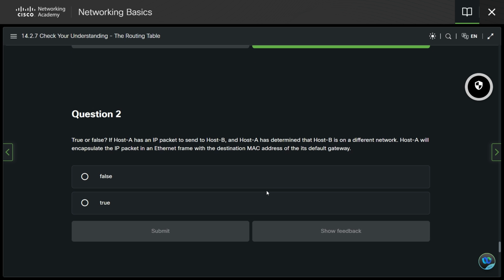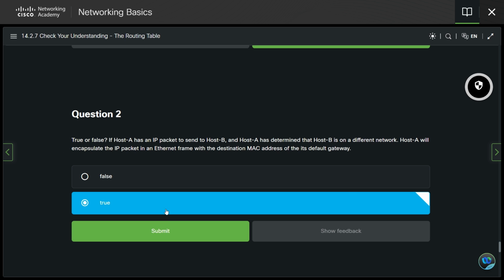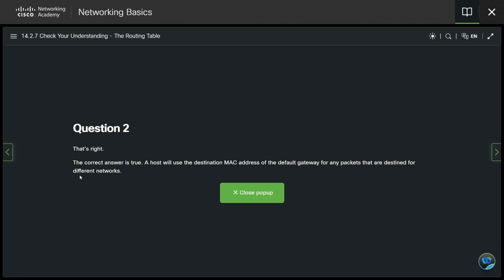Question 2. True or false? If host A has an IP packet to send to host B and host A has determined that host B is on a different network, host A will encapsulate the IP packet in an Ethernet frame with the destination MAC address of its default gateway. True. That's right. The correct answer is true.